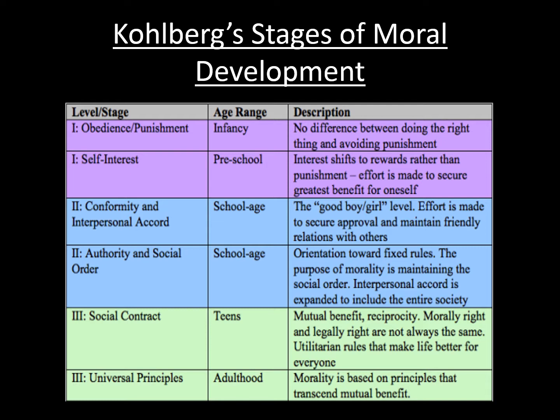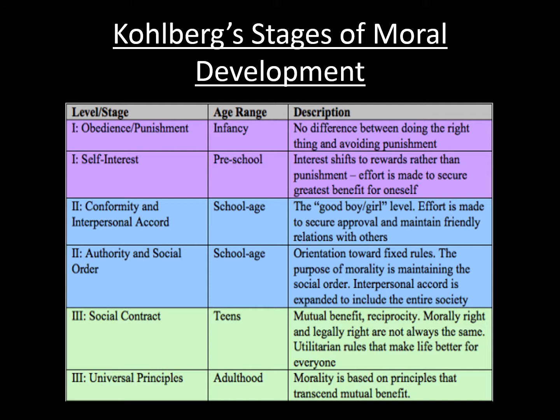Kohlberg also has stages of moral development. There are 6 stages. Even though there are 3 levels, there are 6 stages that students or children go through. The first stage is in the infancy range, which is obedience and punishment. And these kids, infants I must say, have no difference between doing right and avoiding punishment. They just don't understand. The next stage is self-interest, and that's at the preschool level, where the interest shifts to rewards rather than punishment.